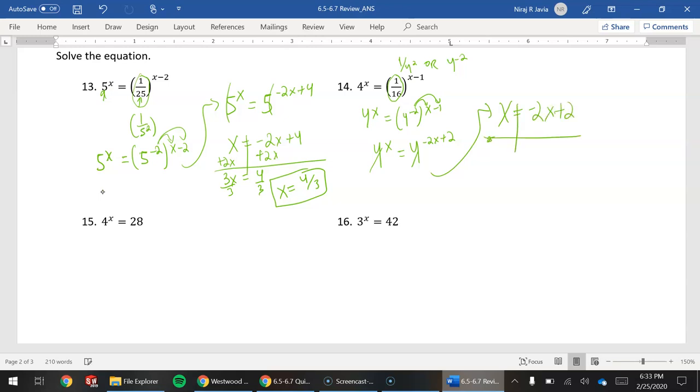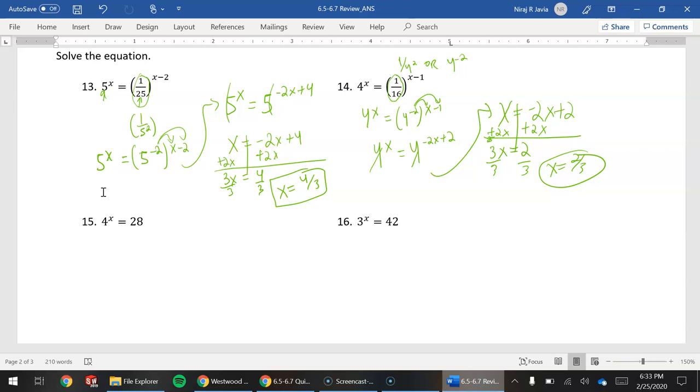And then I'm going to bring the x to the left side. So we're splitting the x's and the numbers, right? So plus 2x, plus 2x. 3x is equal to 2, and then I divide by 3, divide by 3, x is equal to 2/3. Here's how you solve the equation that we gave you. So the property of equality with exponential equations was used in order to get the answer.